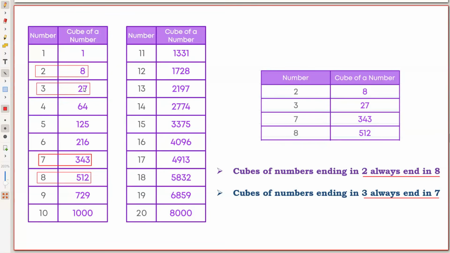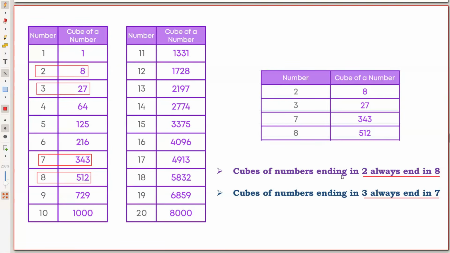Here the thing is, if the number is having 2, the cube always ends with 8. 2 is ending with 8, 8 is ending with 2, 3 is ending with 7, 7 is ending with 3. So for the remaining numbers, the cube will end with the same digit. Only for 2, 3, 7, 8 it ends with the opposite.